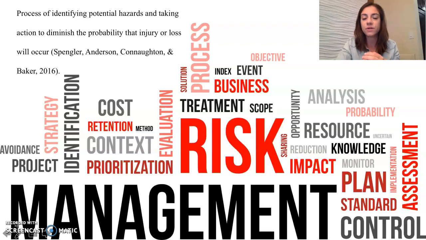The first 3 are going to focus on risk management, the process of identifying potential hazards and taking action to diminish the probability that injury or loss will occur. Now, given the physical nature of strength and conditioning training, as well as athletics in general, there will always be a certain amount of risk involved, but it is our job as managers to make sure that we are always looking for ways to mitigate these risks, to make sure that the facilities are as safe as possible for our athletes, our employees, and to reduce the liability of the school.